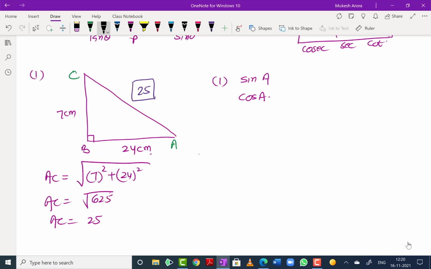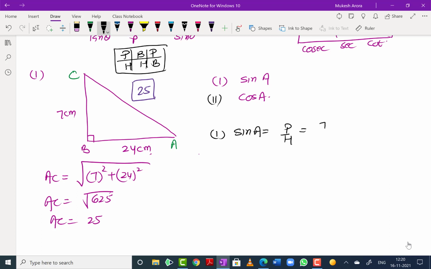Now we have to find sine A. Sine is Pandit Badri Prasad Har Har Bhole. Sine is perpendicular upon hypotenuse, 7 by 25. Cos A means theta is here. Cos is base upon hypotenuse, 24 by 25.